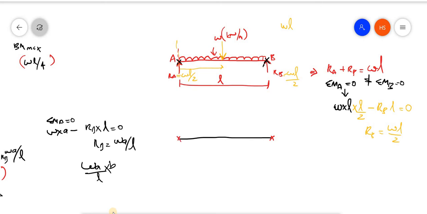For a simply supported beam, this is 0. Now, I have to find the bending moment at the center. I am considering this center. What will be the bending moment? Here, at the center, I am considering a section like this.